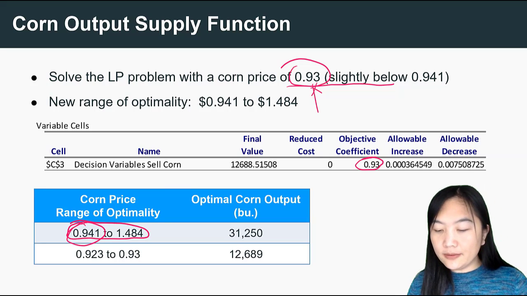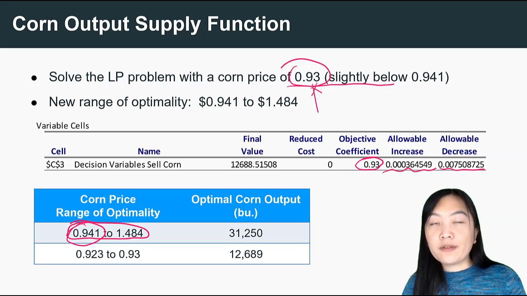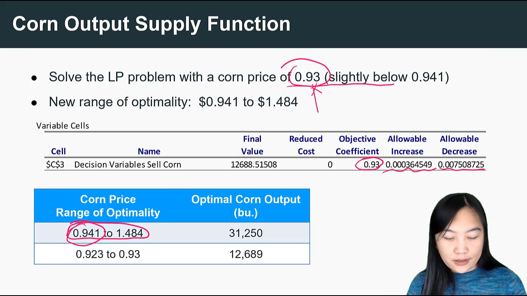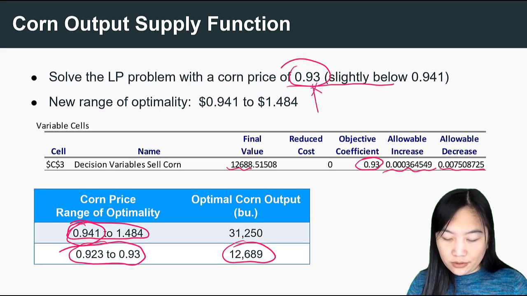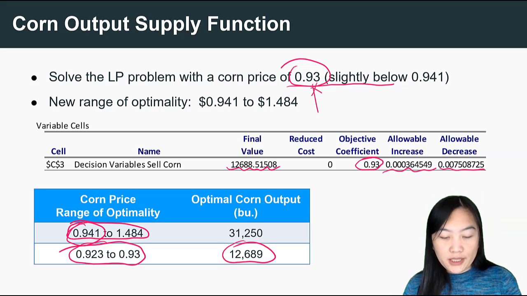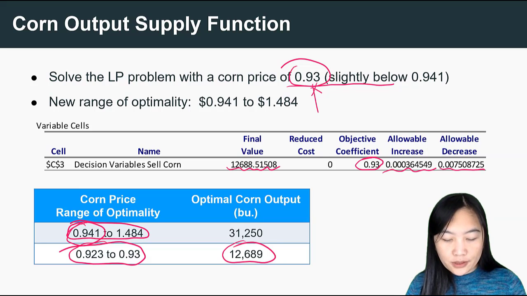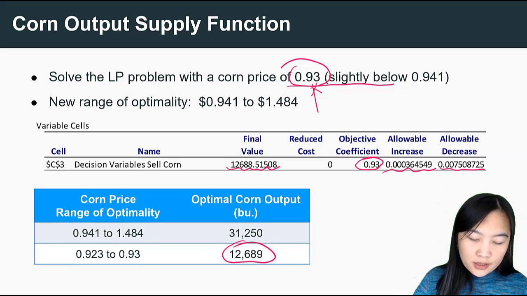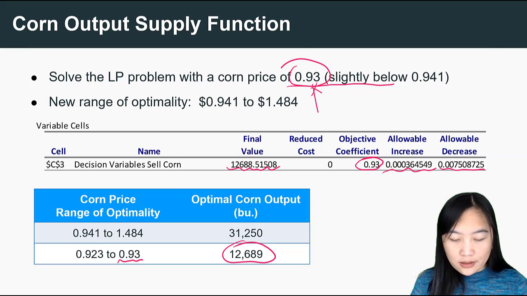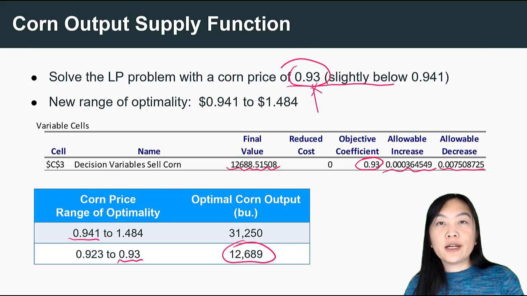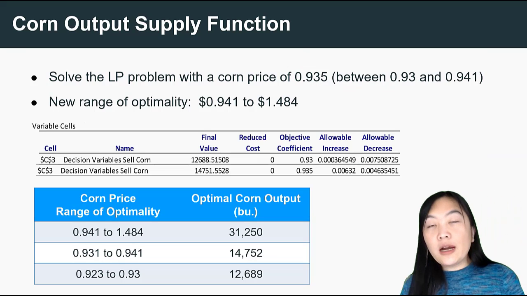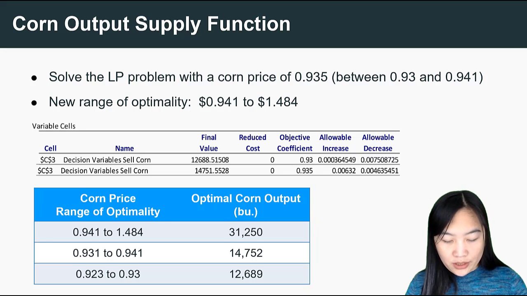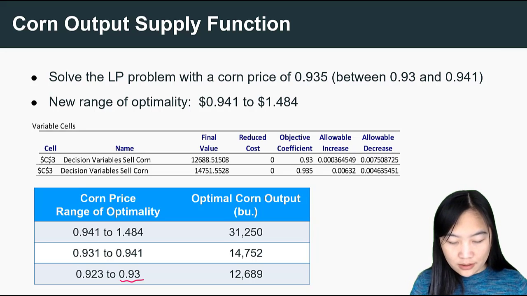And in the sensitivity report now, it also has the allowable increase and allowable decrease. So I'm able to get a new range of optimality and a new quantity that the producer is willing to sell, which is this number here. And if you observe these two ranges, you can see that this number and that number, there's actually a gap in between. So what you want to do is now I will choose a number that is in between those two ranges. So this one and that one.